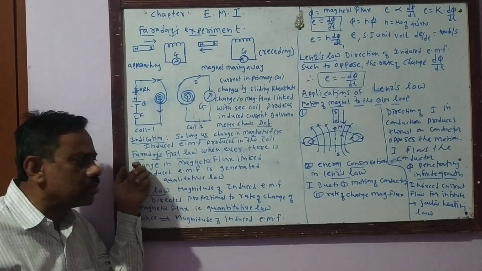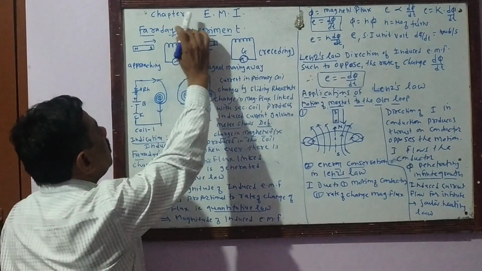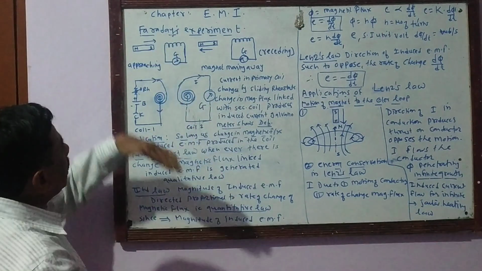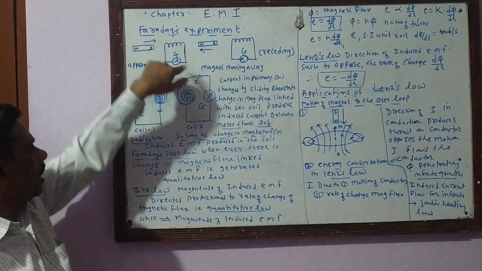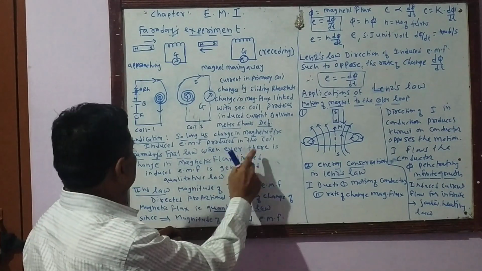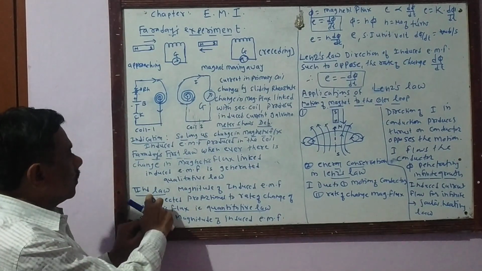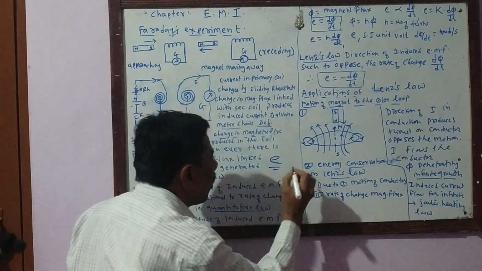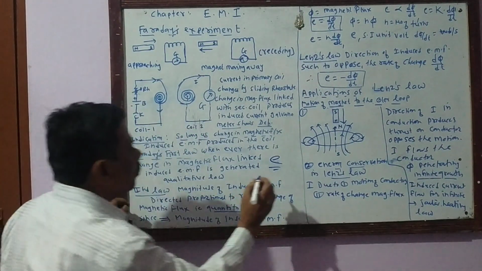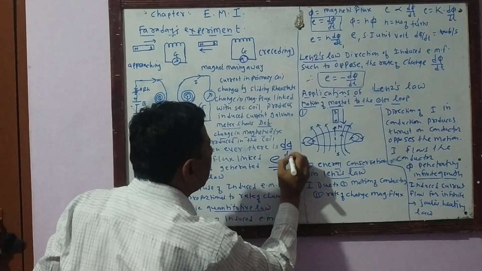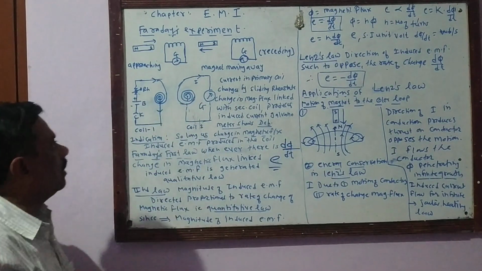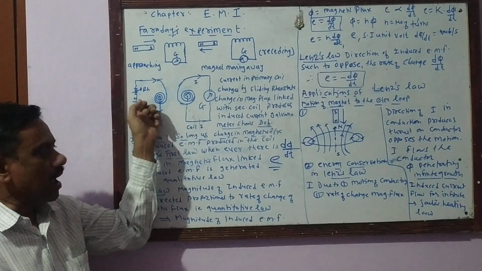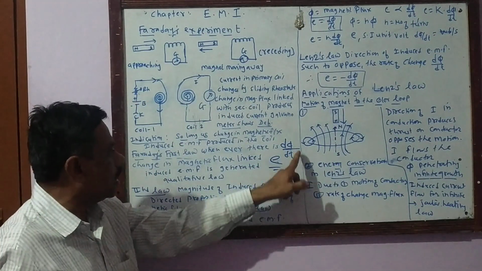What is Faraday's first law? Whenever there is a change in magnetic flux linked with the coil due to the motion of the bar magnet, an induced EMF is generated in the coil. This is Faraday's first law. Now what is Faraday's second law? The magnitude of the induced EMF, that is E, in the coil is directly proportional to the rate of change of magnetic flux, that is d phi by dt. Therefore, E is proportional to d phi by dt.